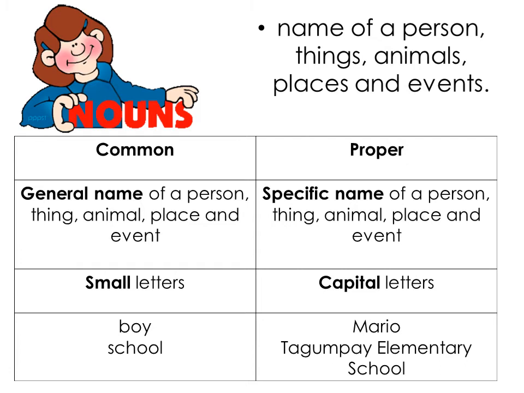Examples are Mario. Mario is a specific name of a person. And look at the starting letter. It is written in a capital letter. Next is Tagumpay Elementary School. Tagumpay Elementary School is an example of a proper noun. Why? Because it is a specific name of a school or a place. And look at the starting letter. It starts with a capital letter.